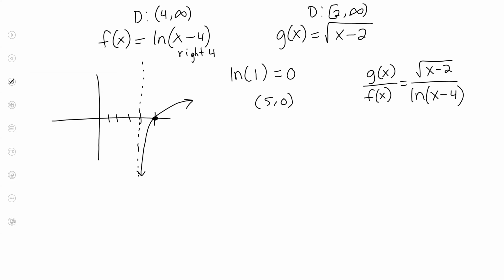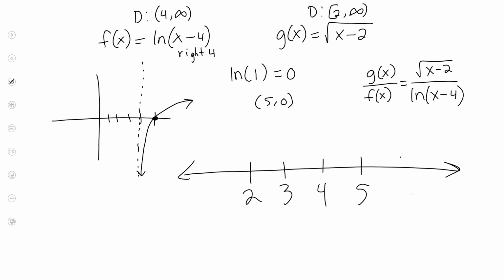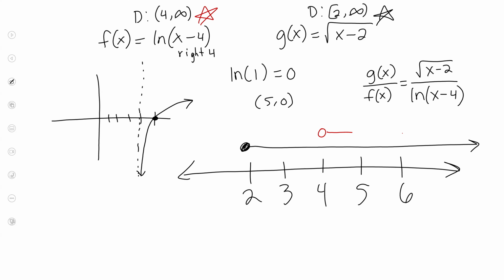Okay, now let's talk about the domain. Here's the number 2, 3, 4, 5, 6, and so on. So this top domain, your square root graph, goes from 2 to infinity. The next one, this ln graph, goes from 4 to infinity. Why am I not going to include 5? Why? Because the denominator cannot equal 0.